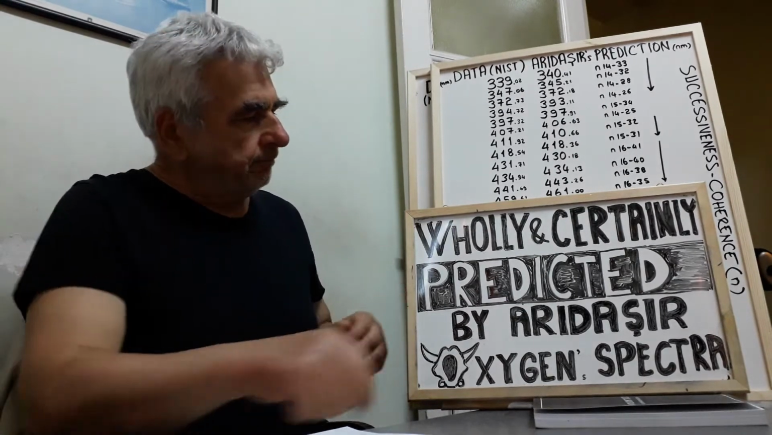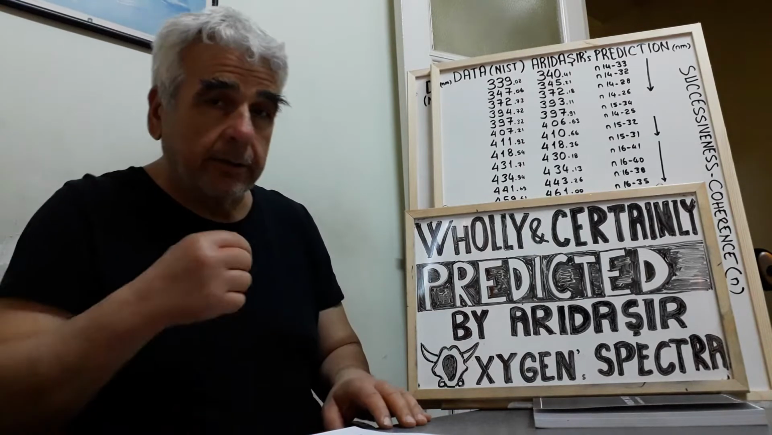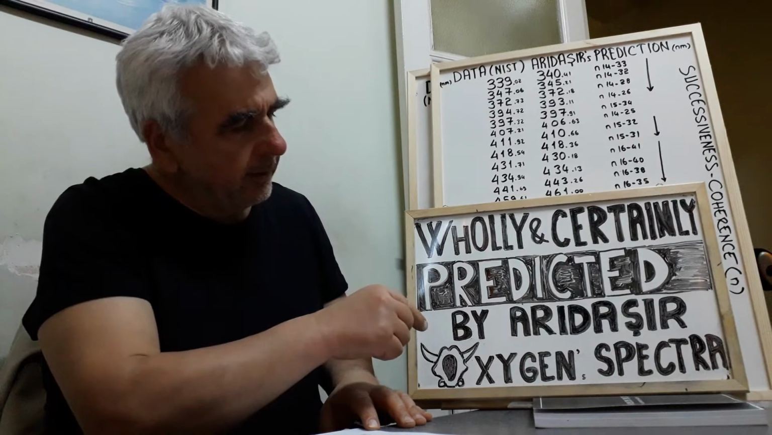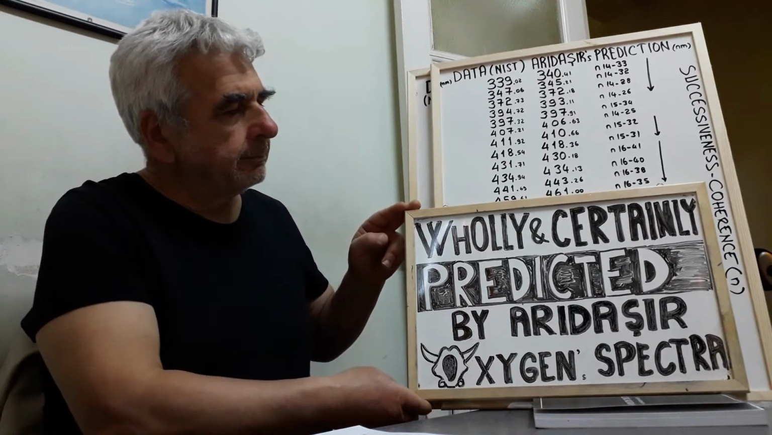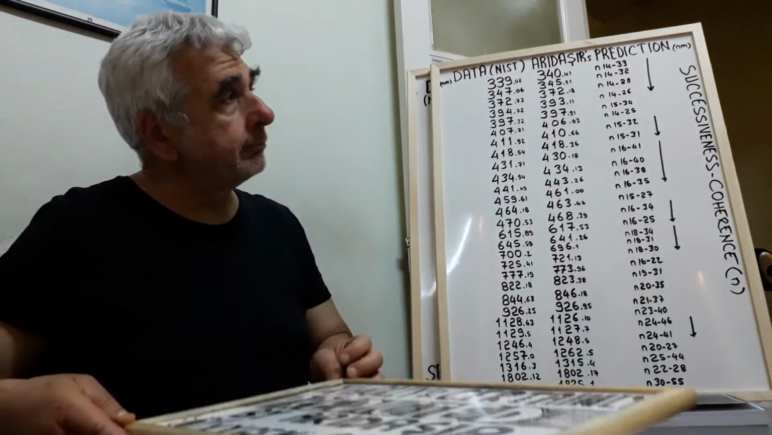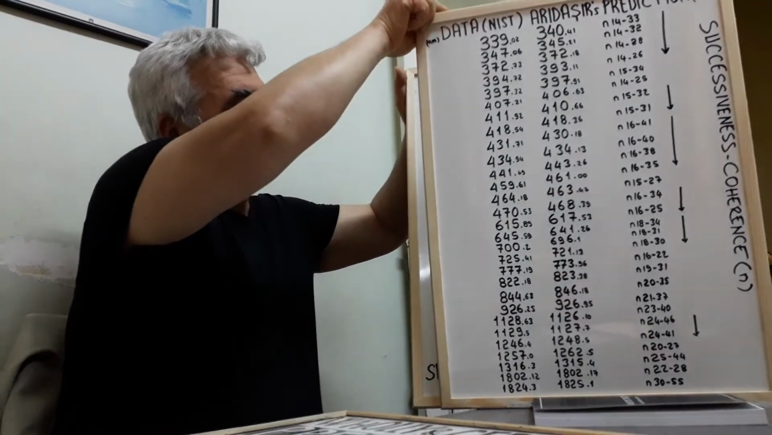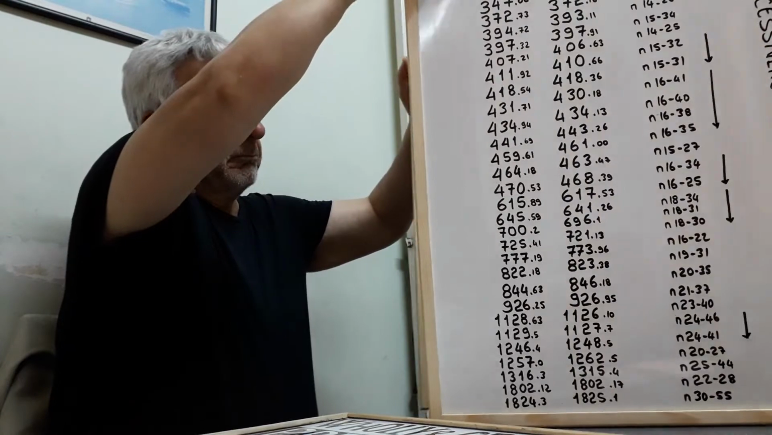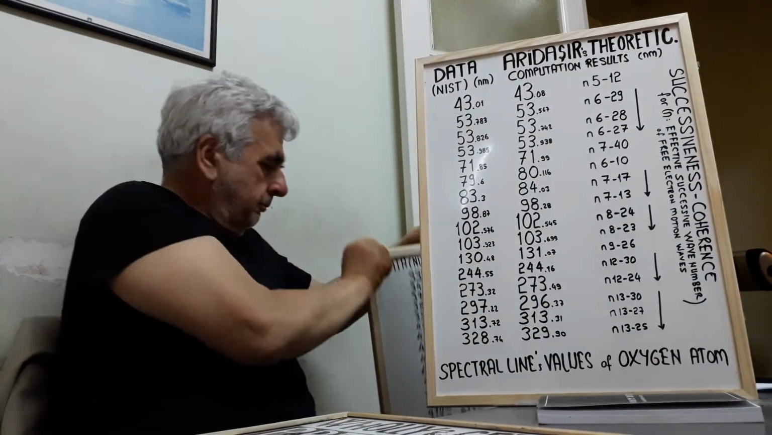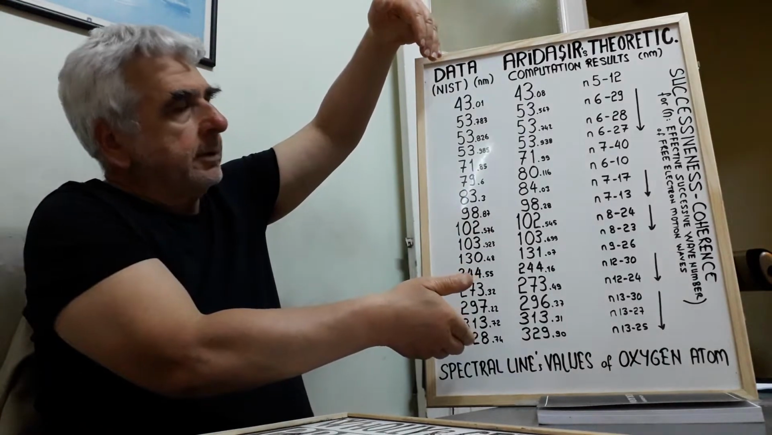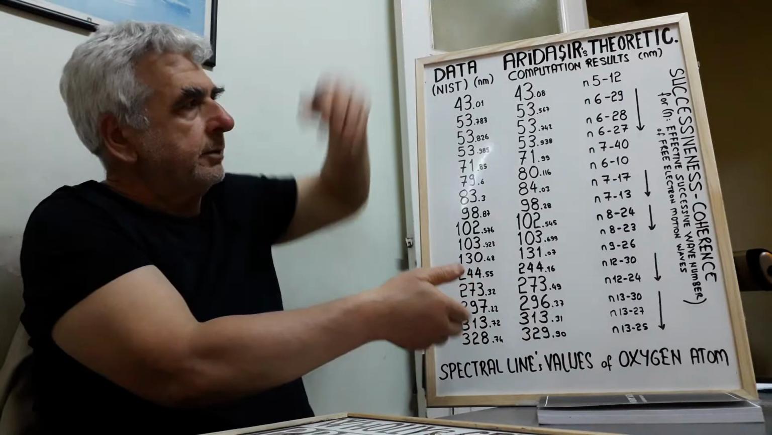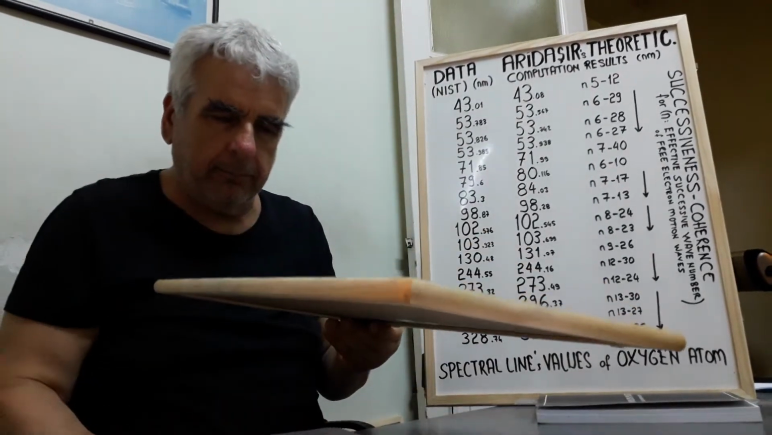Today our subject is wholly and certainly predicting, according to my theory and my formulas, oxygen atoms' spectral lines. Here, left side figures are from experimental measurement data from NIST. Data source is NIST, National Institute of Standards and Technology.